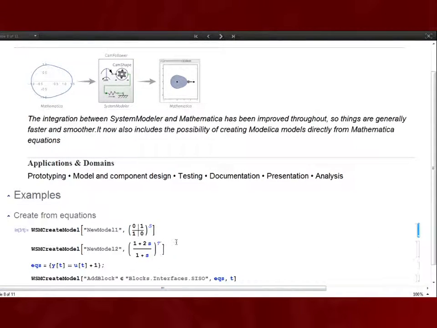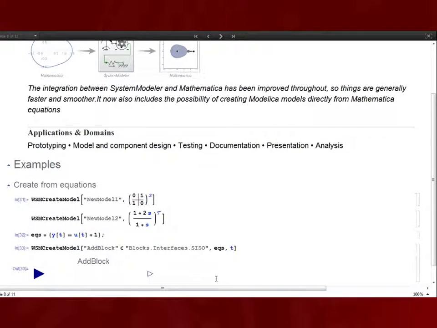That could be a transfer model, or it could be equations. So let's take a very simple system of equations, like that one, and then create the model. And we say in this case, let's call it add block, and it will inherit from Blocks, Interfaces, SISO, single input, single output. So in this case, you need to know a little bit about what's available in Modelica, and then you can add functionality that is already available there, inherit that into your model, and say, add these equations to that model, and make it a function of time.